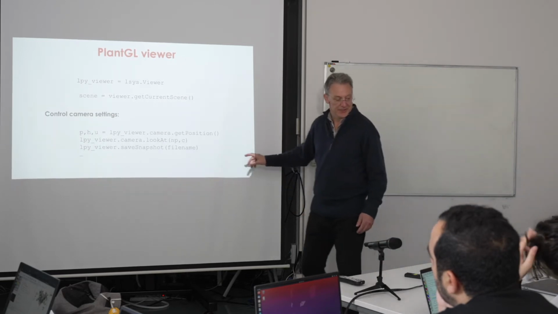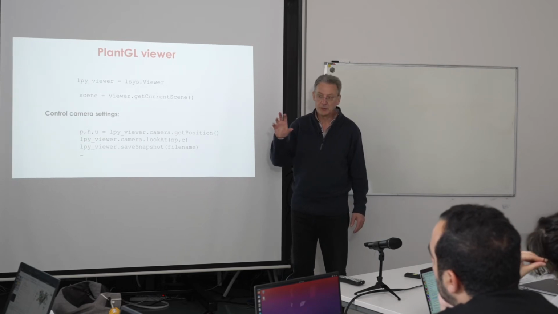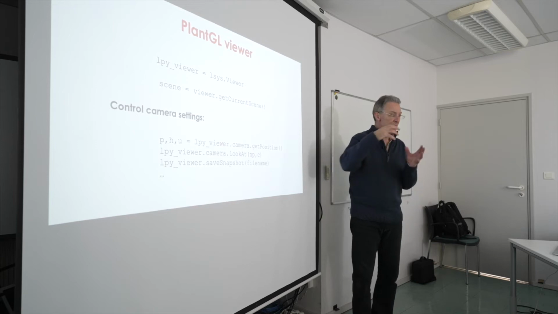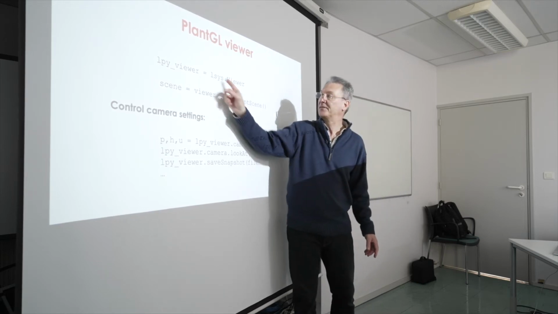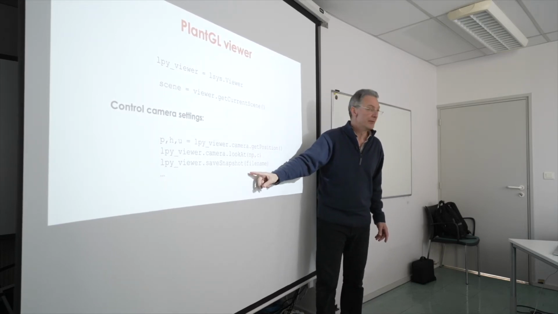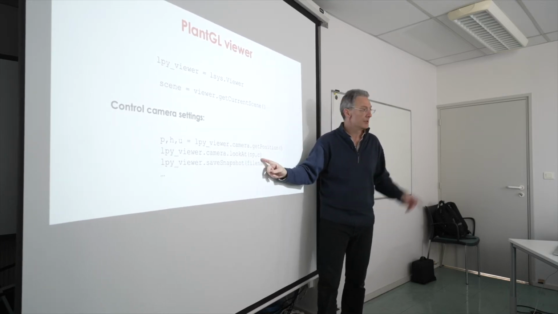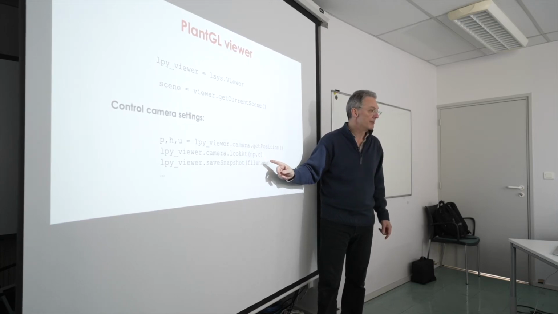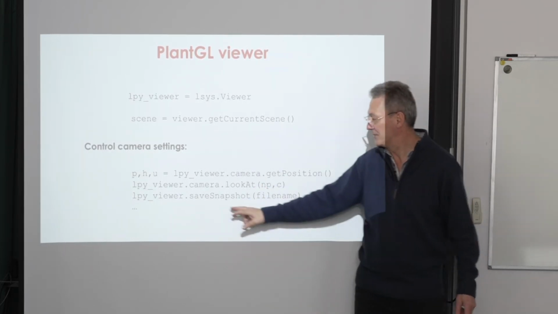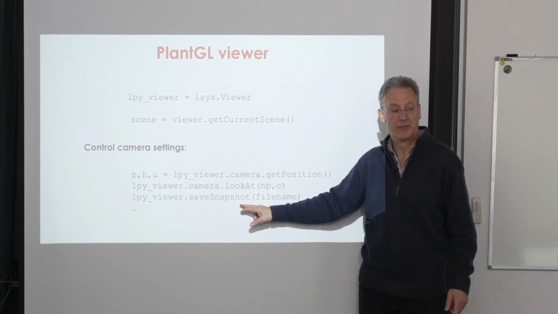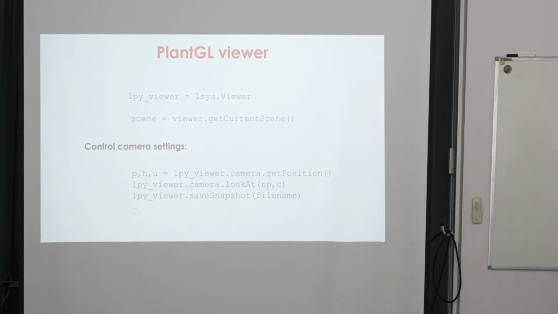I won't go into the details of this, but maybe you just need to know that you can also control the viewer itself by positioning the camera in the 3D world. For this, you would get access to the viewer, and then you have a certain number of commands that make it possible to get the position of the camera, to set the position and the direction, for instance, of where the camera is looking. And then you can finally save a snapshot of your object in the position of the camera that you have set up. That is interesting.